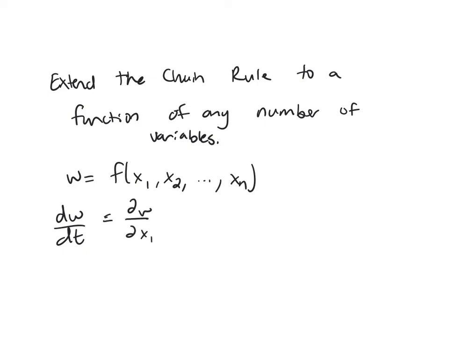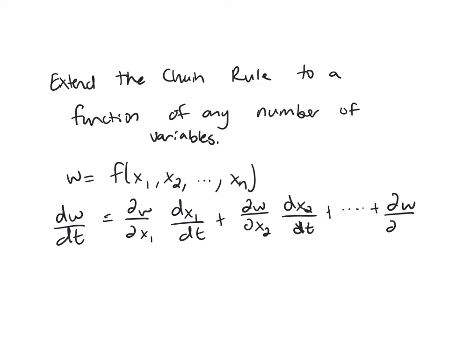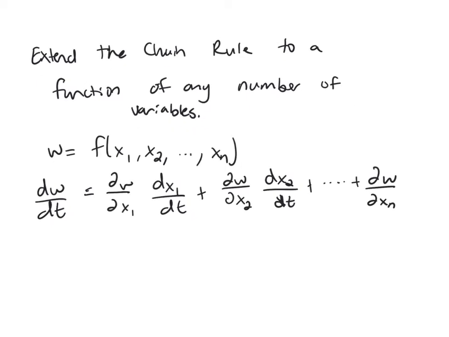with respect to x1 times the derivative of x1 with respect to t, plus the partial derivative of w with respect to x2 times the derivative of x2 with respect to t, and keep going until you get to the very last term, the partial derivative of w with respect to xn times the derivative of xn with respect to t. In our previous example we only had two variables, but you could have a finite number of variables.